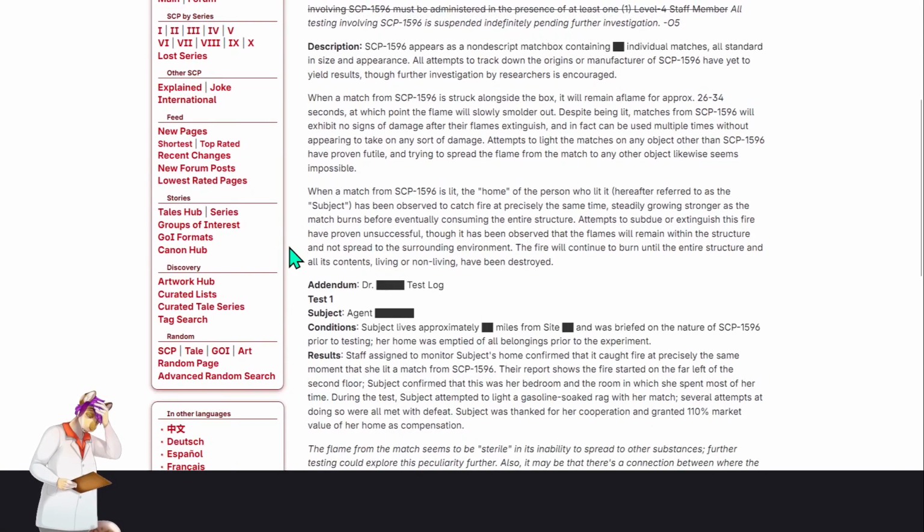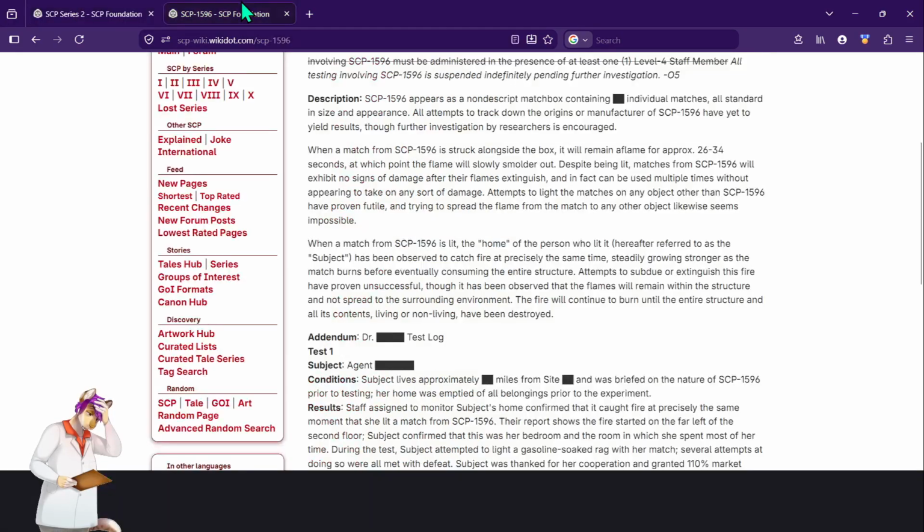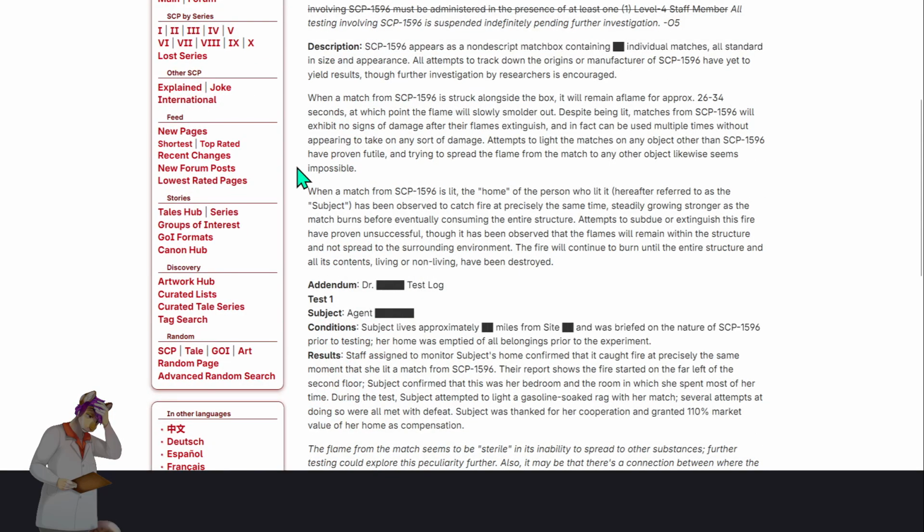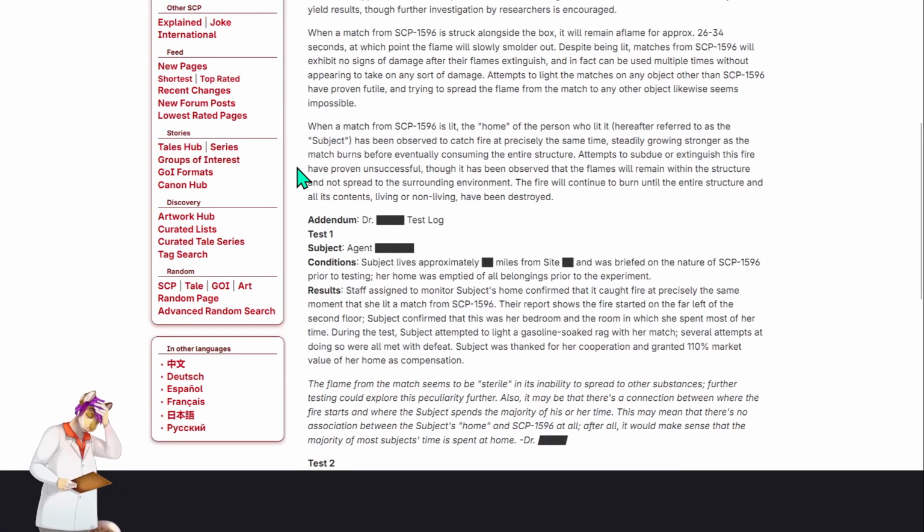So, SCP-1596 appears as a nondescript matchbox containing 100 individual matches, all standard in size and appearance. Which was this called? House Fire. Okay. All attempts to track down the origins or manufacturer have yet to yield results, though further investigation by researchers is encouraged. When a match from 1596 is struck alongside the box, it will remain aflame for approximately 26 to 34 seconds, at which point the flame will slowly smolder out.